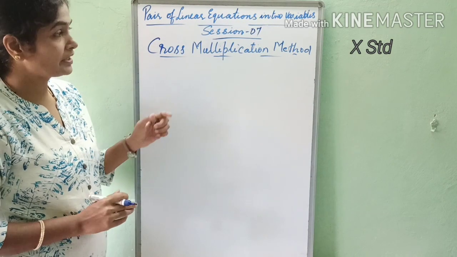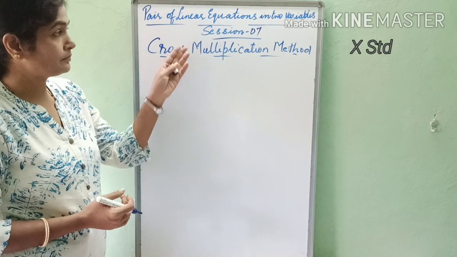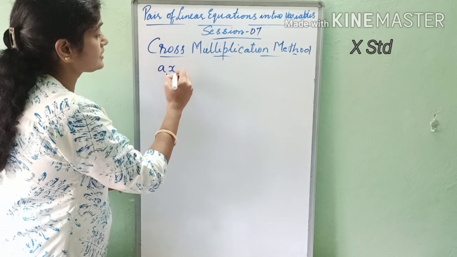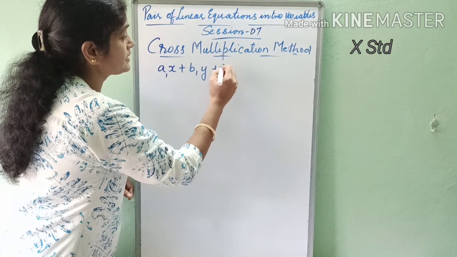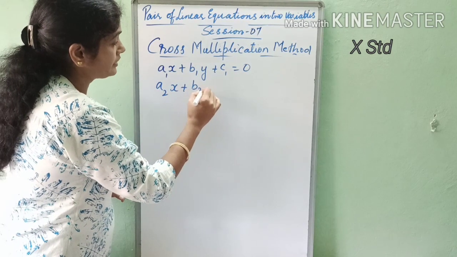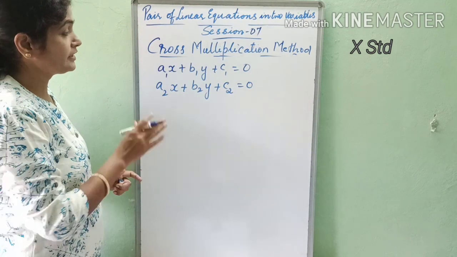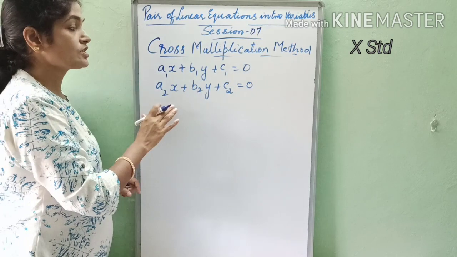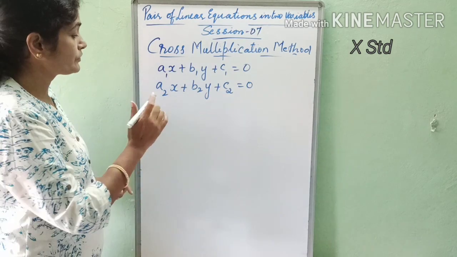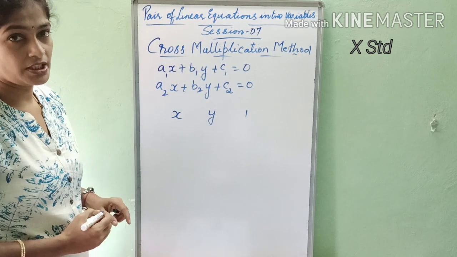Okay. So to begin with, how to do this cross multiplication method, let's consider the standard form of the pair of linear equations in two variables. So standard form, if you are taking a1x plus b1y plus c1 equal to 0, a2x plus b2y plus c2 equal to 0. So when we are doing the cross multiplication method, first we have to check whether the given equations are equated to 0. That means they are in the standard form.